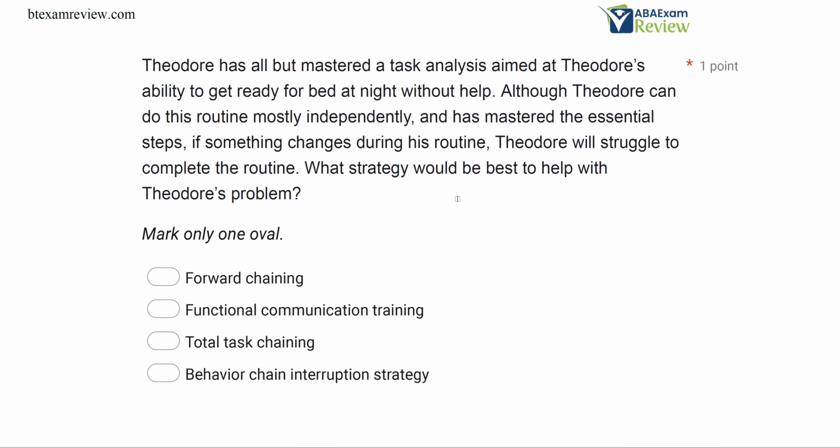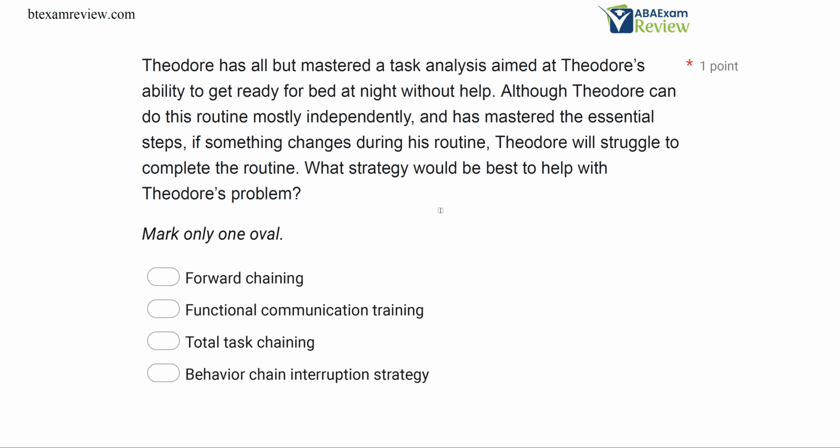Theodore has all but mastered a task analysis aimed at Theodore's ability to get ready for bed at night without help. Although Theodore can do his routine mostly independently and has mastered the essential steps, if something changes during his routine, Theodore will struggle to complete the routine. What strategy would be best to help with Theodore's problem?